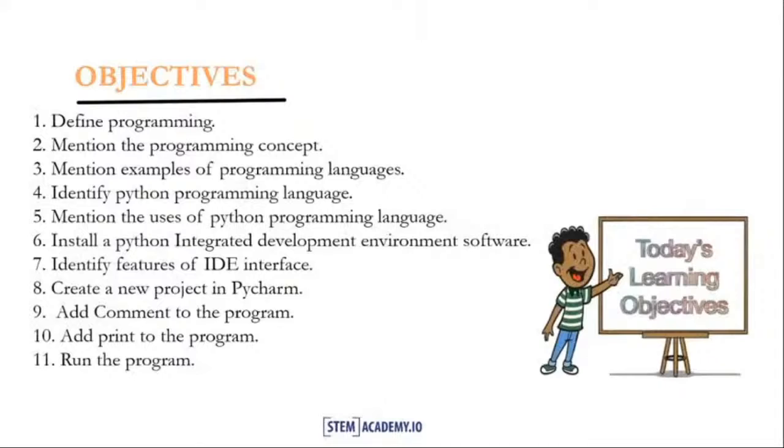By the end of this lesson, you will be able to: 1. Define programming. 2. Mention the programming concept. 3. Mention examples of programming languages. 4. Identify Python programming language. 5. Mention the uses of Python programming language. 6. Install a Python integrated development environment software. 7. Identify features of the integrated development environment interface. 8. Create a new project in PyCharm. 9. Add comments to the program. 10. Add print function to the program. 11. Run the program. In our next slide, we will see the definition of programming.